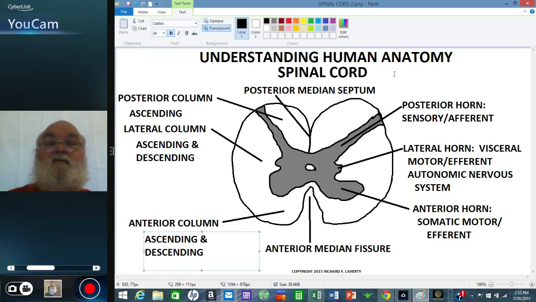In the next session, we'll talk about how the spinal nerves form and the structures associated with the spinal nerve, and we'll also do some more anatomy of the spinal cord.